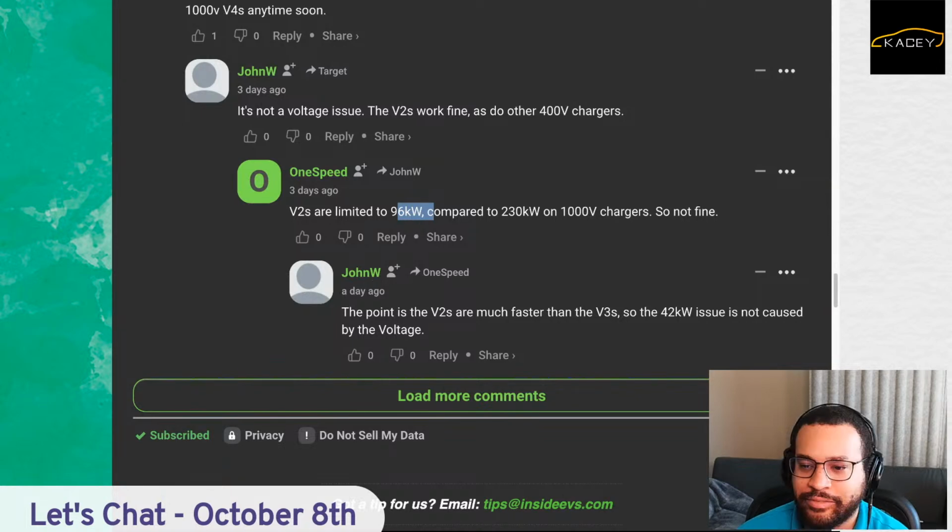Interesting. I didn't even catch that till this part of the argument there. So they're saying that if you use the V2, that would have to be over in Europe, because there's no way you're getting a V2 on CCS1 in the States without some sort of manufacturer adapter.